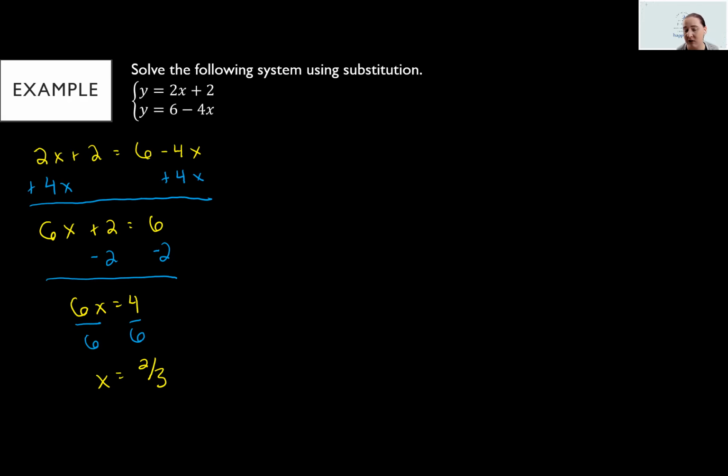Sometimes I'll look at the equations and see which one looks like it's going to be easier to plug it into, but either one here, we're going to end up having to deal with fractions. So I don't think there's an advantage of one equation over the other, so it doesn't really matter. So we have y equals 2x plus 2, and I'm going to replace x with 2/3.